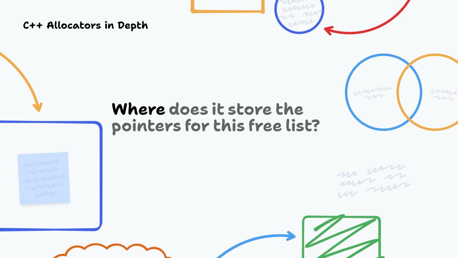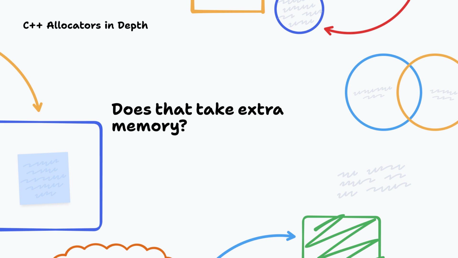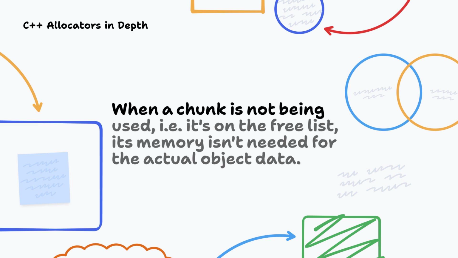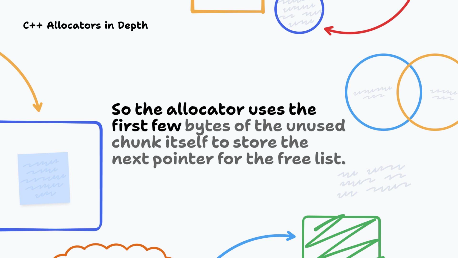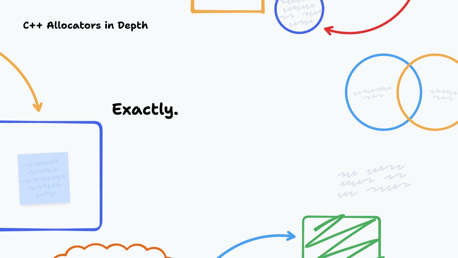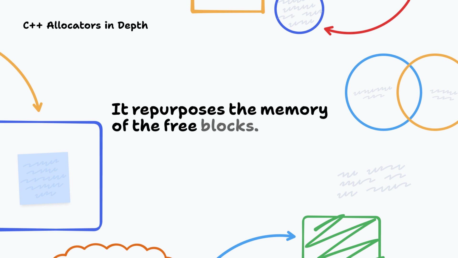Nice. Where does it store the pointers for this free list? Does that take extra memory? That's the clever bit. When a chunk is not being used, i.e. it's on the free list, its memory isn't needed for the actual object data. So the allocator uses the first few bytes of the unused chunk itself to store the next pointer for the free list. Oh, that's smart. So no extra overhead for the list structure itself. Exactly. It repurposes the memory of the free blocks.